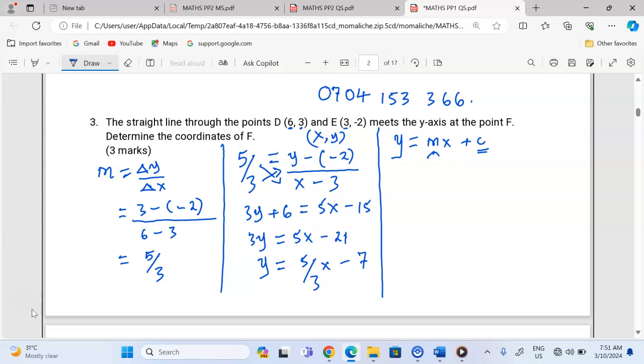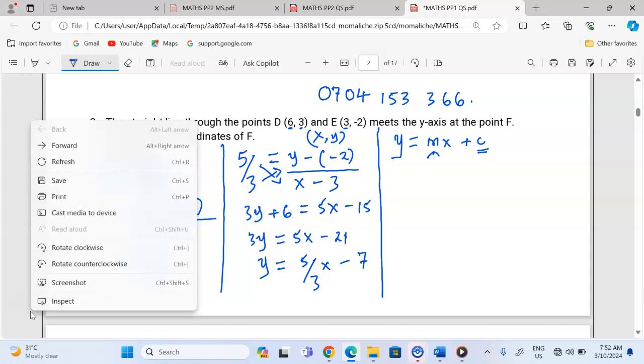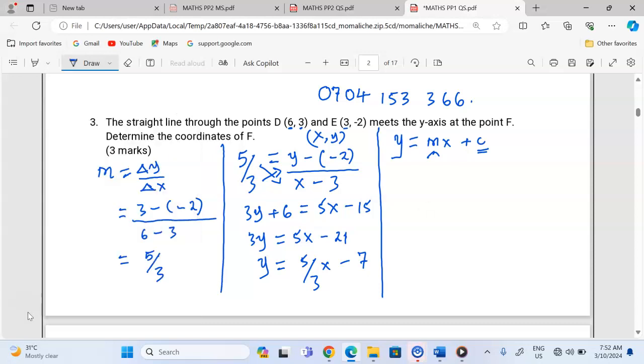So if the value of c is -7, which is our y-intercept, but F should be given as a coordinate, then the coordinates of F will be written as, at the y-intercept, the value of x is usually 0. Therefore, it's (0, -7). That is the coordinate at which the line will cut the y-axis.